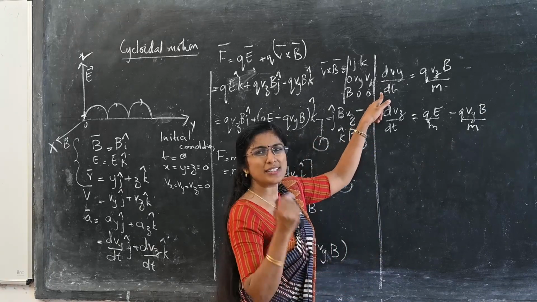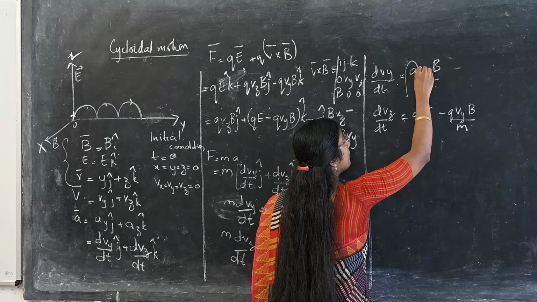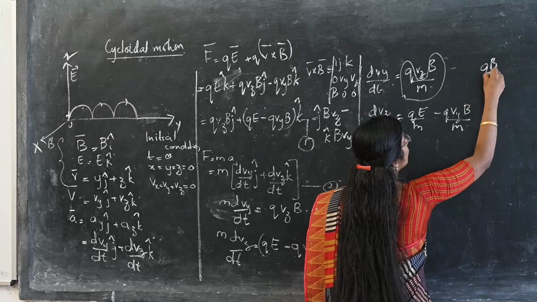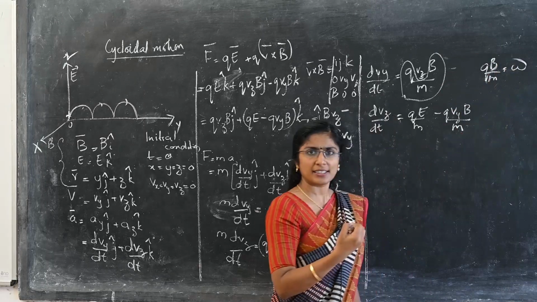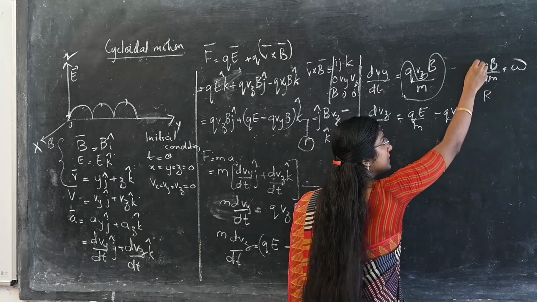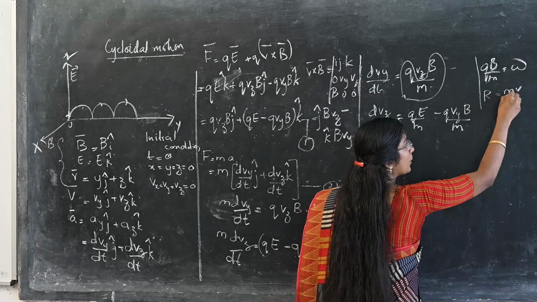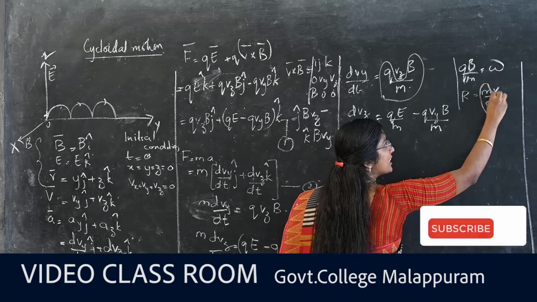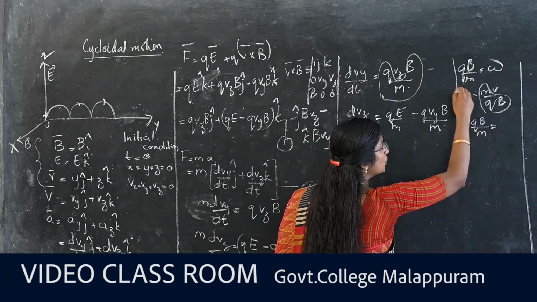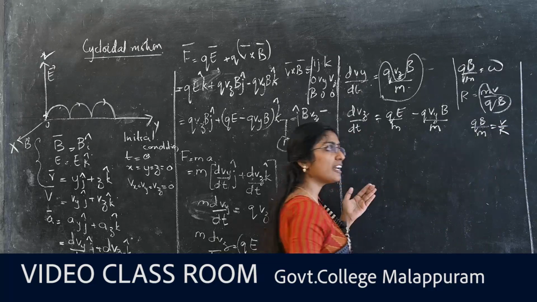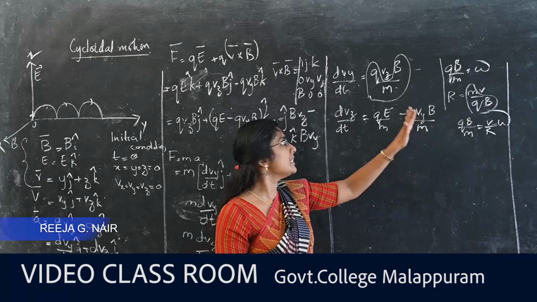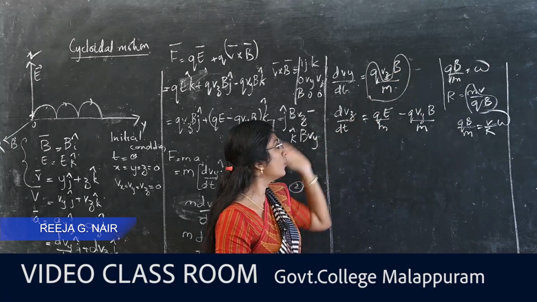Before that, I have to do one simple substitution also. I am going to replace qB by m with omega. Is it correct? In the last session we had learned the radius of the circular path in cyclotron motion is r equal to mv by qB. From this I isolate qB by m. So qB by m is equal to v by r, linear velocity by radius, that is the angular velocity omega. So I can very easily substitute all qB by m with omega.